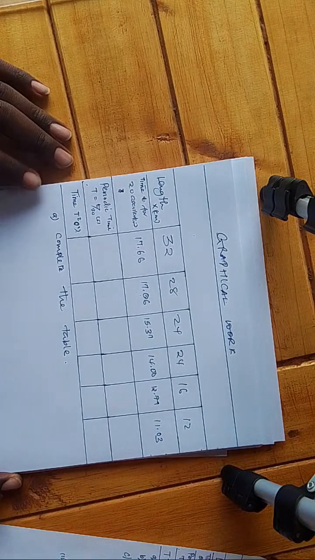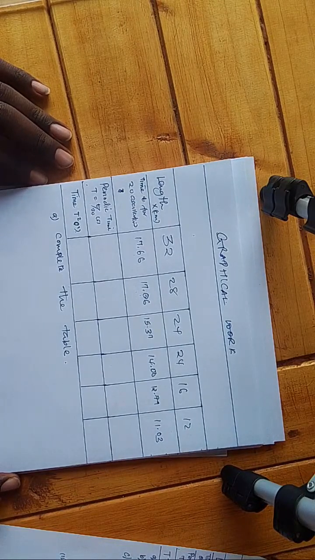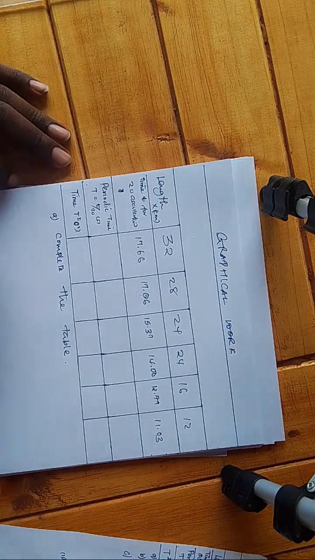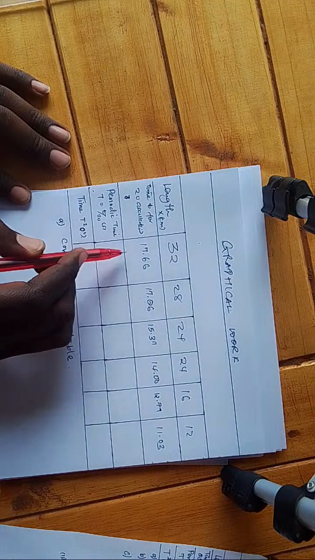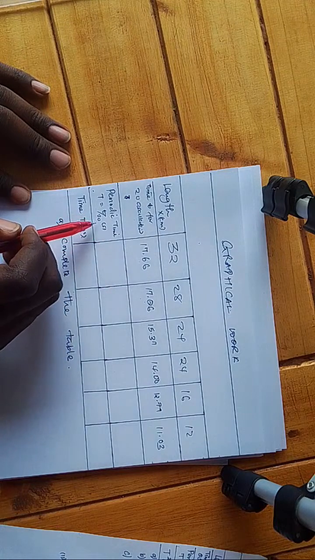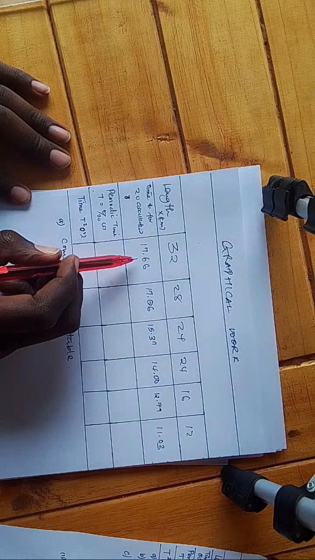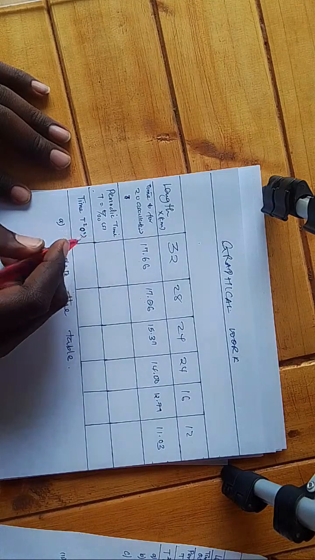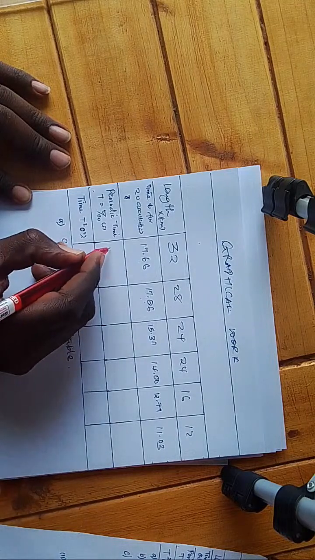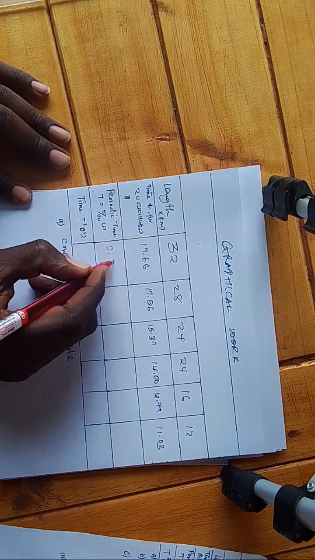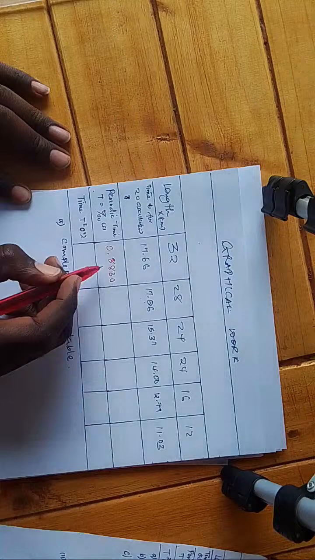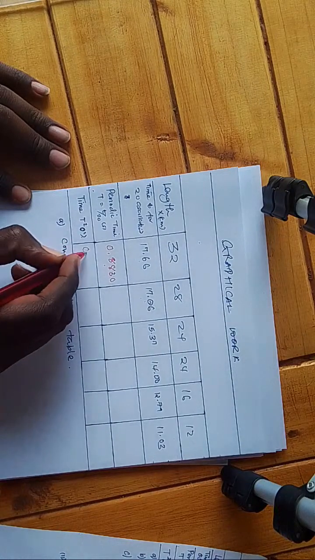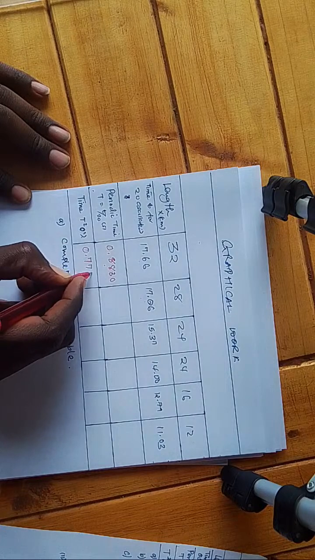To complete the table, you must use your calculator properly. You are given this time for 20 oscillations. Then you ask yourself, what will be the period? So you take 17.66, you divide by 20, and you're going to have 0.8830. If you square this one, then you'll arrive at 0.7797.